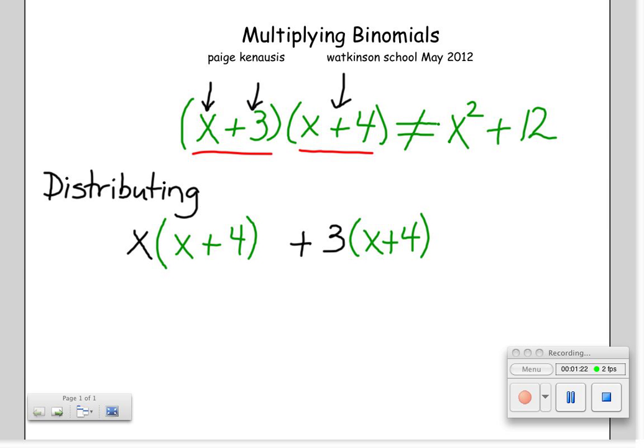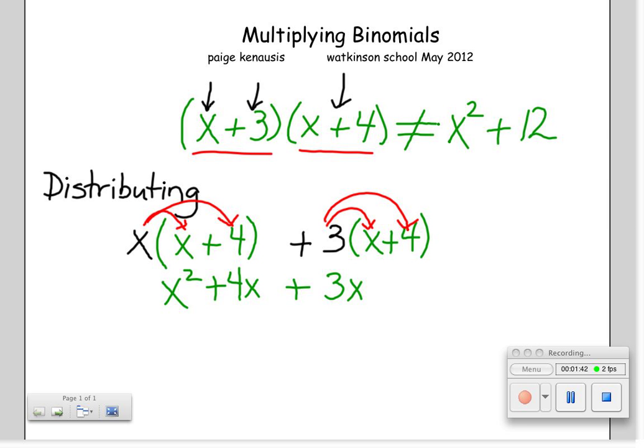At this point, you very simply have to distribute the numbers in front of the parentheses with what follows. X times x is going to get you x squared. X times 4 is going to get you 4x. Copy over your plus. 3 times x is 3x. And 3 times 4 is 12.